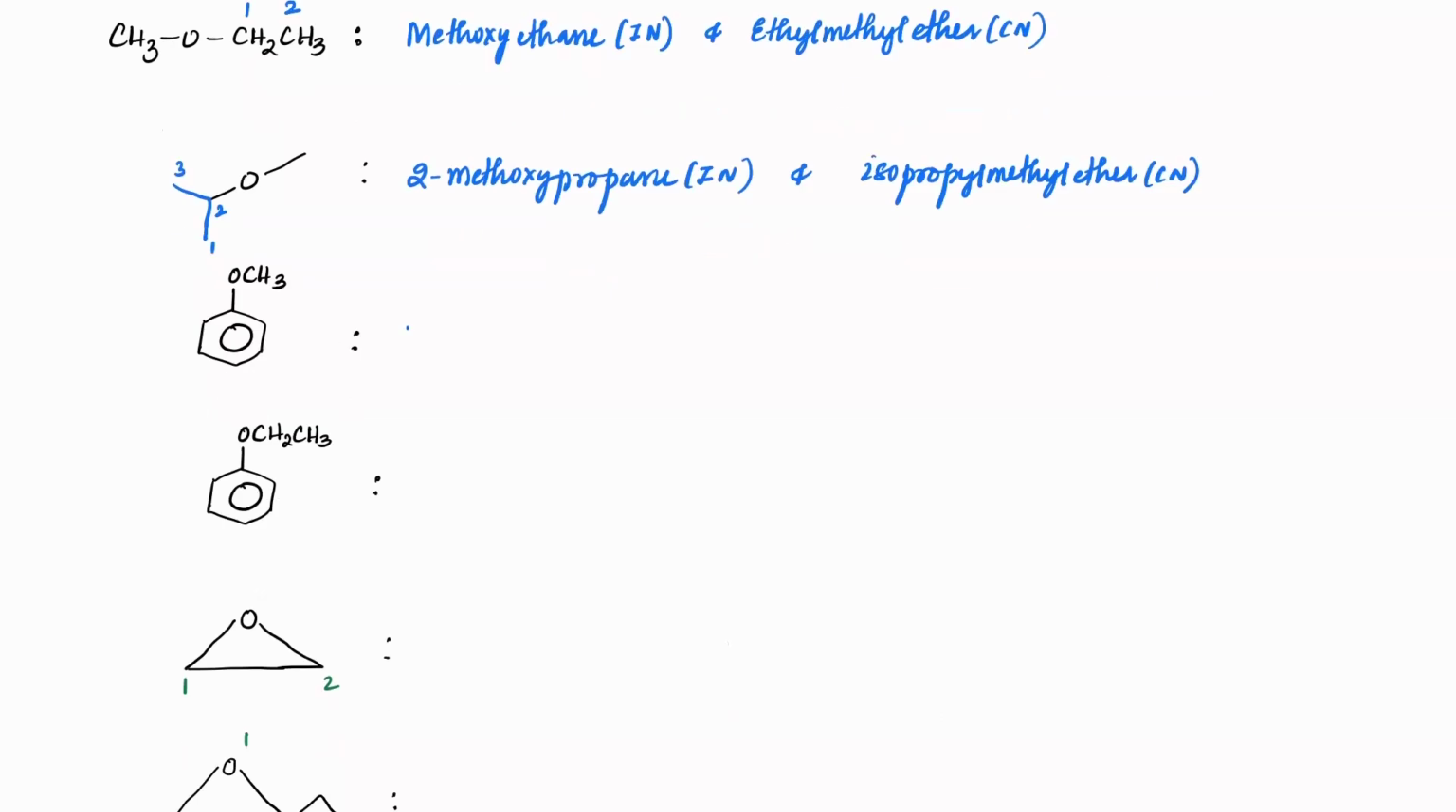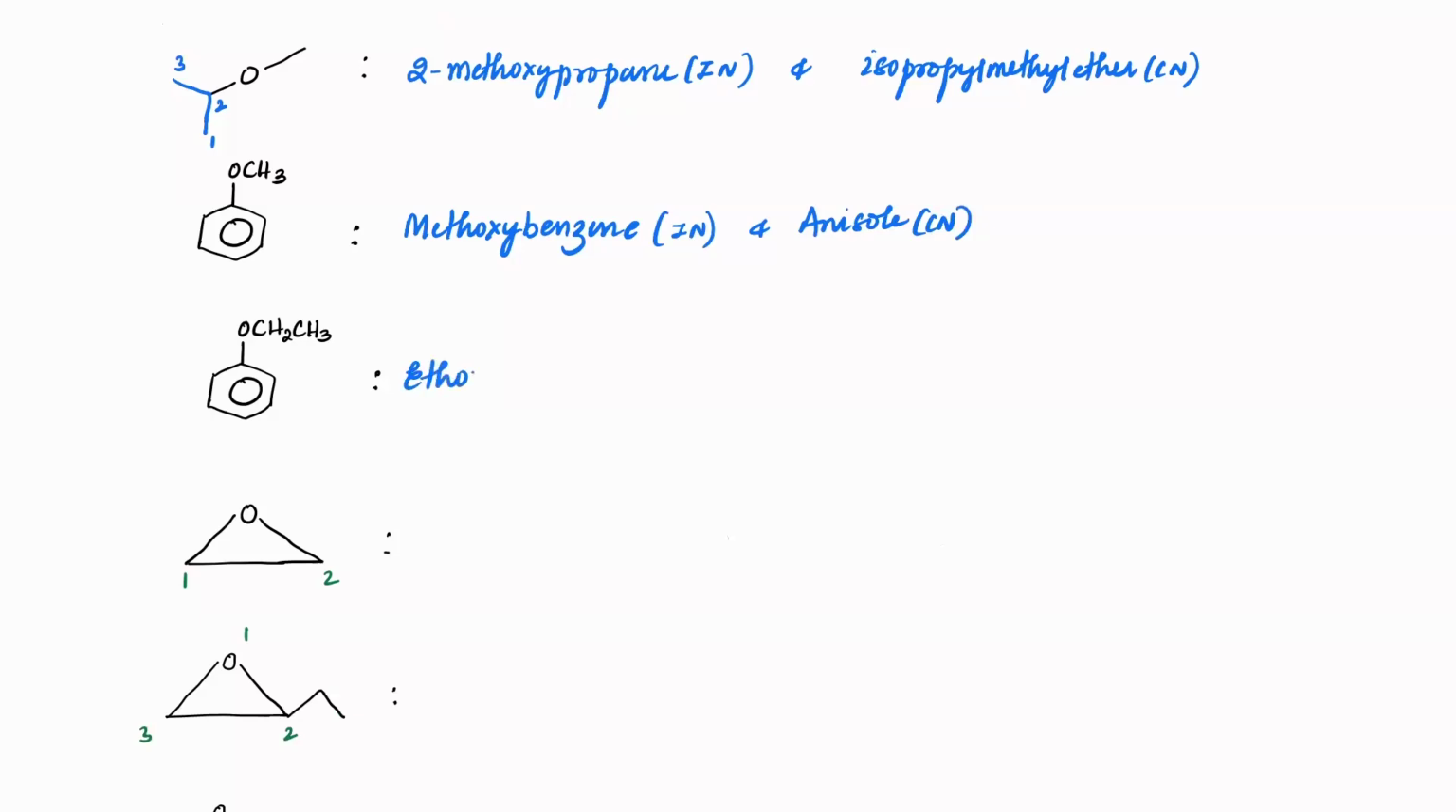Next, this is methoxybenzene, which is the IUPAC name, and the common name is anisole. In the same way, this is ethoxybenzene, which is the IUPAC name, and phenetole is the common name.